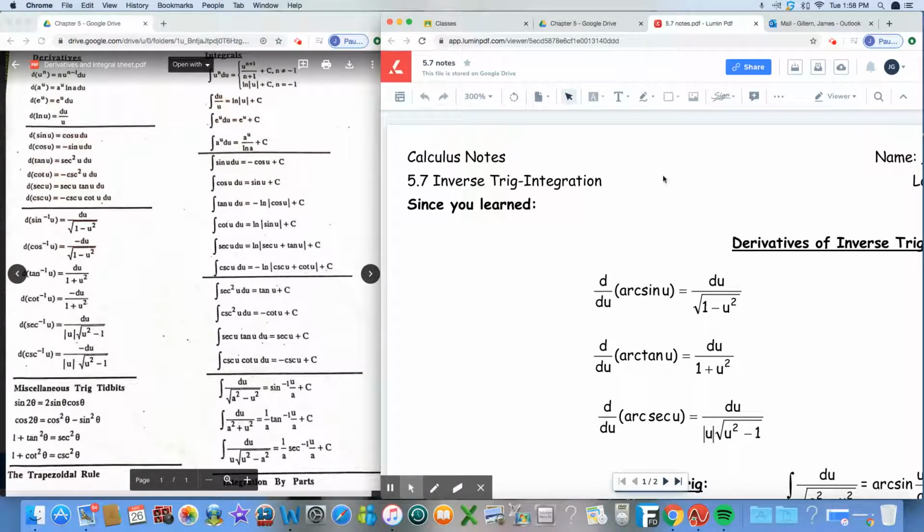All right, guys, it's the moment you all been waiting for. This is the last lesson of the year in calculus. All right, 5.7, we're doing inverse trig integration.